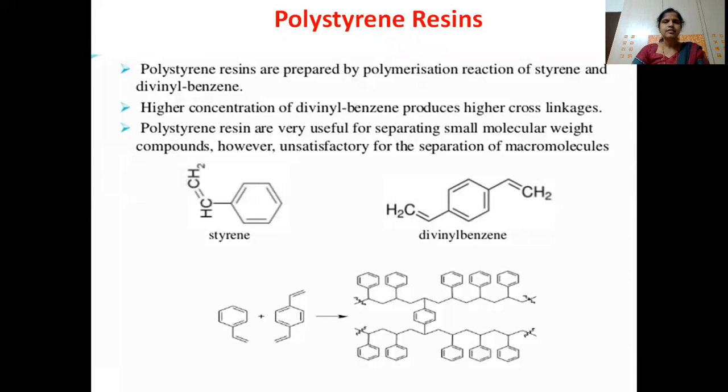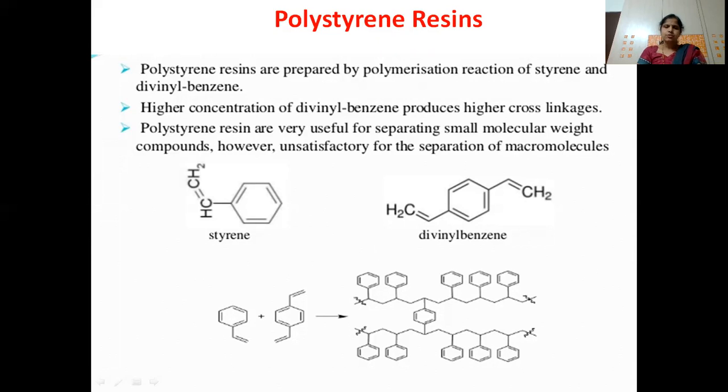Now, here we are showing an example of a resin. It is a polystyrene resin. This is styrene, benzene attached to a vinyl group, CH double bond CH2. This is divinyl benzene, with two vinyl groups at the 1 and 4 positions attached to the benzene. By polymerization of styrene and divinyl benzene, this cross-linked polymer is formed.